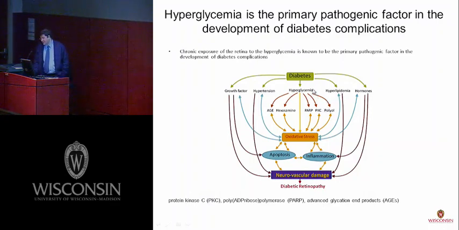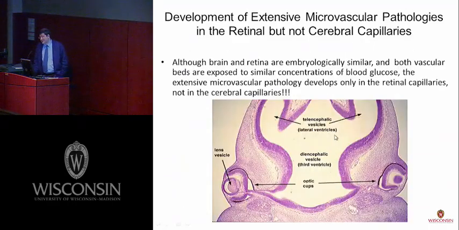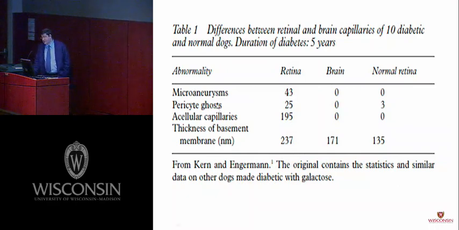If hyperglycemia is a major cause of retinopathy, why don't we see the same finding in the capillaries in the brain cortex? Because both tissues have embryologically the same origin, and both vascular plexuses are exposed to the same concentration of blood glucose. In this table, we see the differences between retinal and brain capillary findings in the diabetic dog 5 years after induction of diabetes.